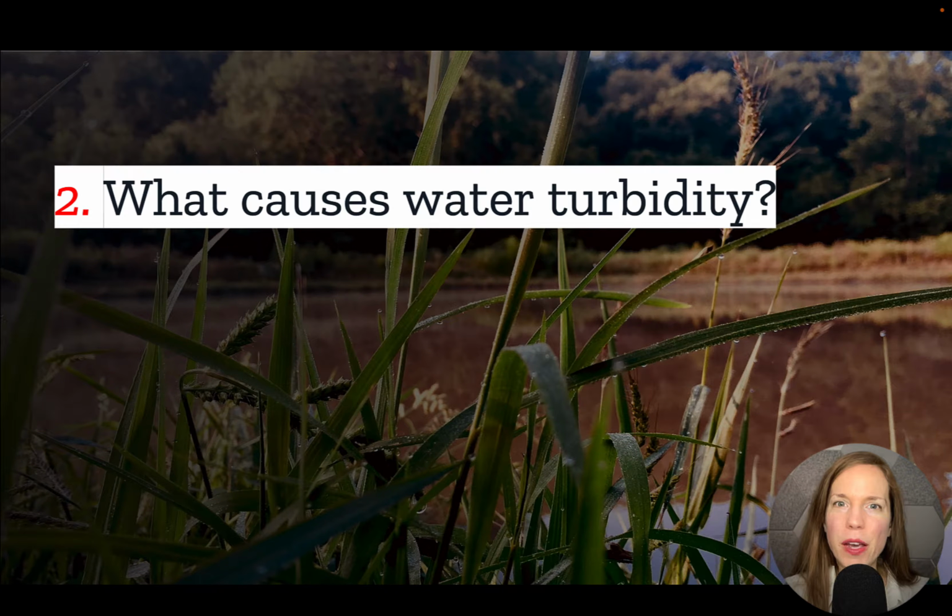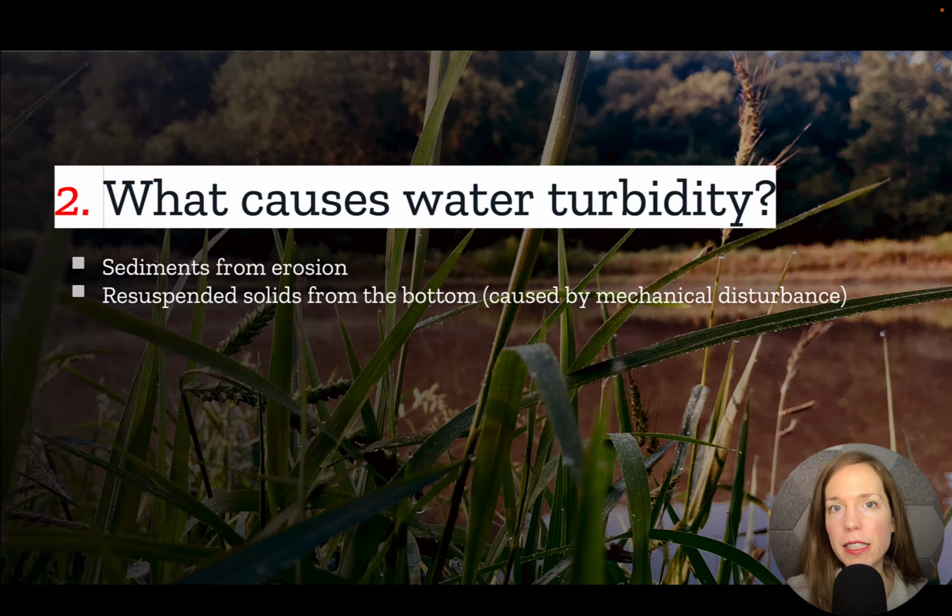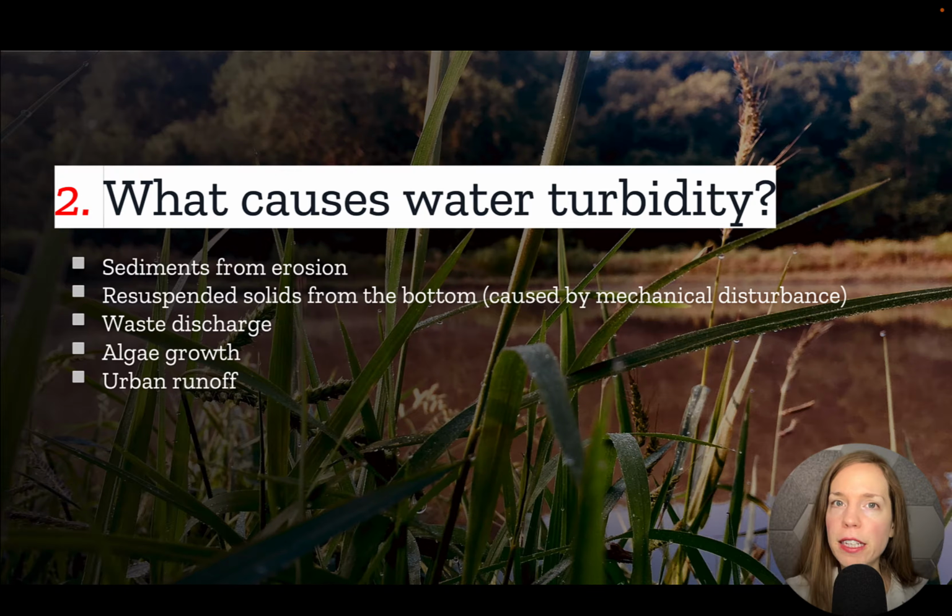Number 2. What causes water turbidity? Well, there are many culprits. One of the primary ones is sediments from erosion. But turbidity can also be caused by resuspended solids from the bottom of a body of water. This is usually caused by mechanical disturbance, such as livestock trudging through a pond. Other factors include waste discharge from sewage systems, septic systems, or agricultural runoff. Algae growth also causes turbidity, and finally, runoff in general can be a main culprit.